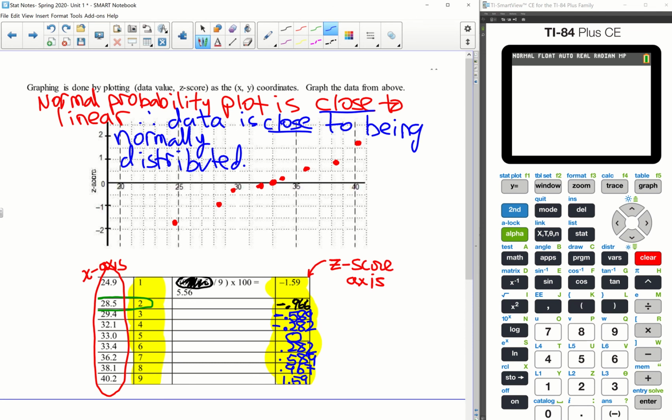All right, the normal probability plot is close to linear. So therefore, the data is close to being normally distributed. If you were to say the normal probability plot is virtually linear, maybe just one point that's off the line, then you would say the data is virtually normally distributed. Those words should coincide with one another. Whatever descriptor you use for a normal probability plot is the descriptor you should use for normality.